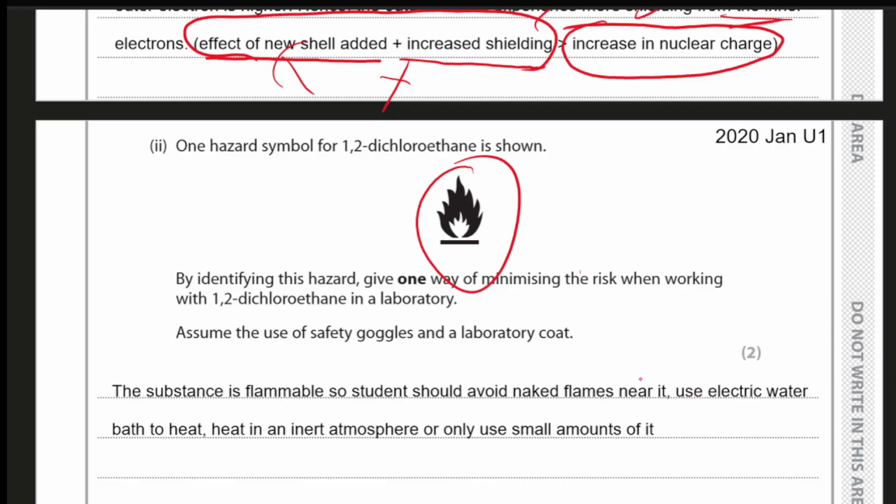And for that they can use an electric water bath to heat, which will greatly reduce the risk. Or they can heat it in an inert atmosphere, or only use small amounts of it. If small amounts are used, then there is very little chance of it catching fire.